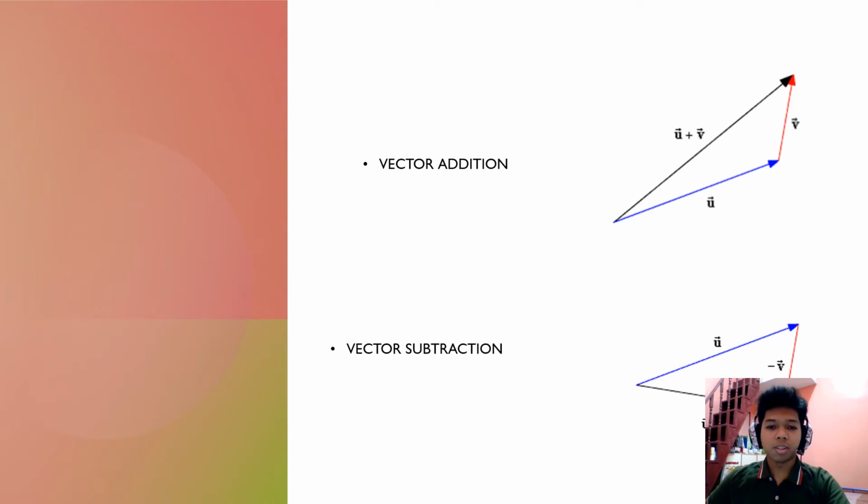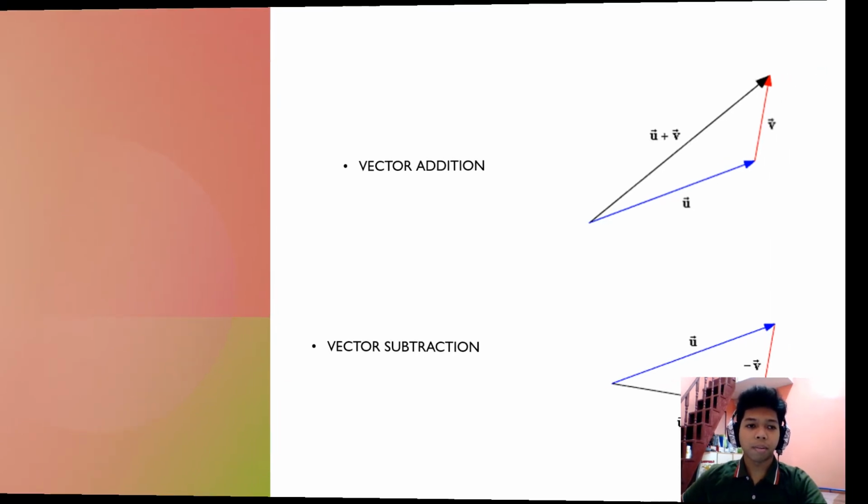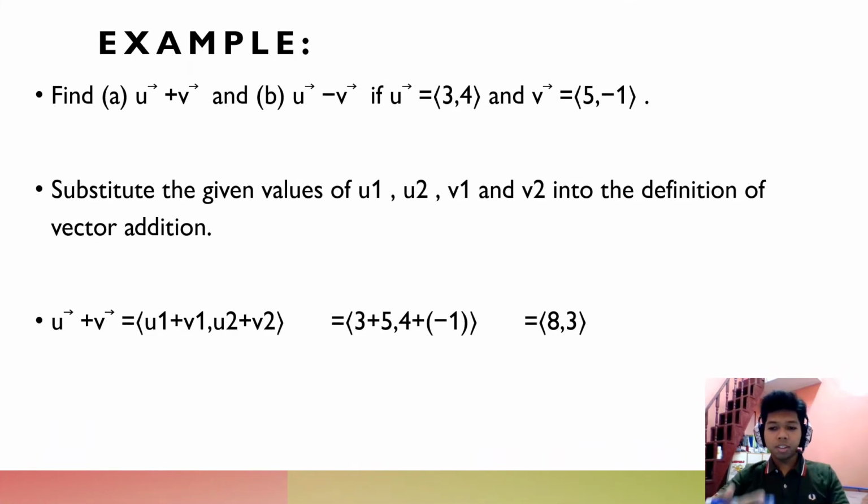These are the examples for vector addition and vector subtraction. This is the example for the triangle method. Find A, which is u plus v, and B, u minus v, if u equals (3, 4) and v equals (5, -1).